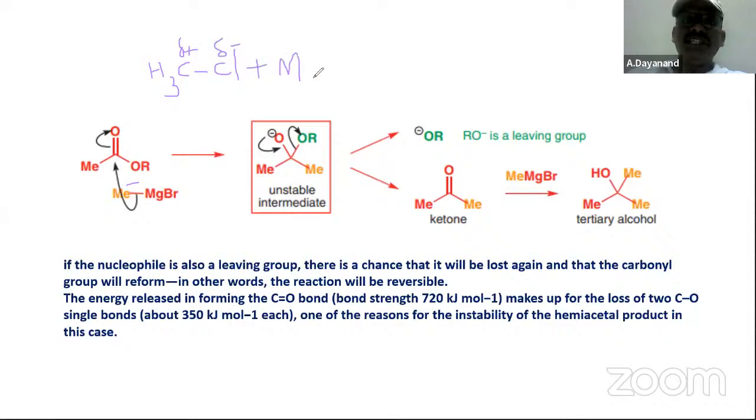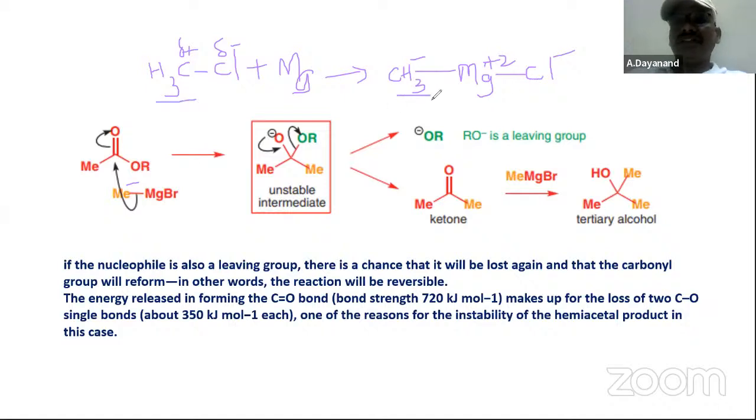When bonded with magnesium, it gives CH3MgCl, CH3 bonded to Mg, which is bonded again to chlorine. Here Mg has a +2 charge, whereas chlorine is minus, and the carbon is minus. Therefore, this positively charged carbon is converted into a negatively charged carbon. Okay, it was an electrophile, whereas now it is a nucleophile. The electrophile is converted into a nucleophile. This is called umpolung.